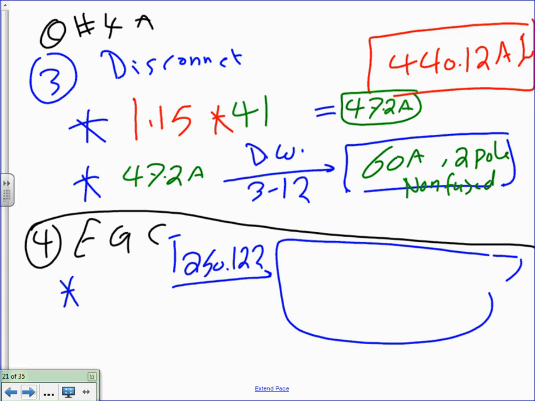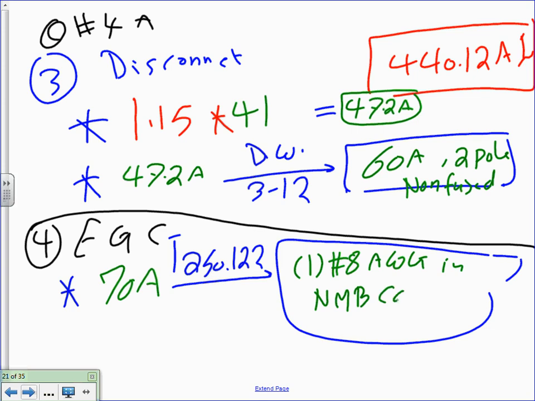Okay, the equipment grounding conductor is always sized based on what? The overcurrent device. What was my overcurrent device? 70 amp. 250.122 gives you what? One conductor, number 8 AWG in an NM cable.